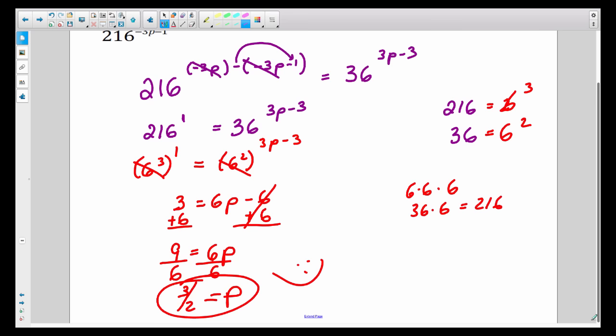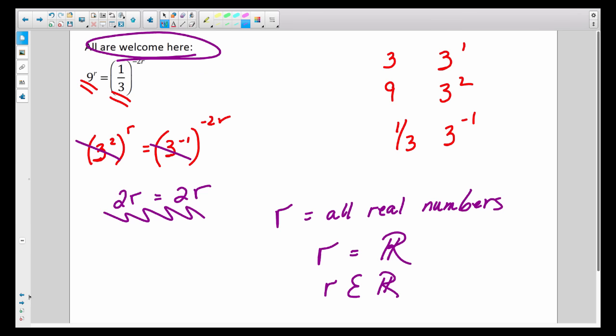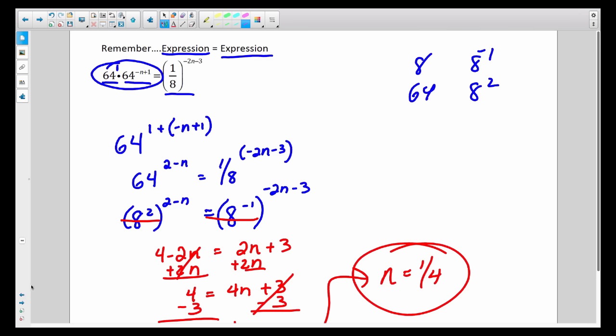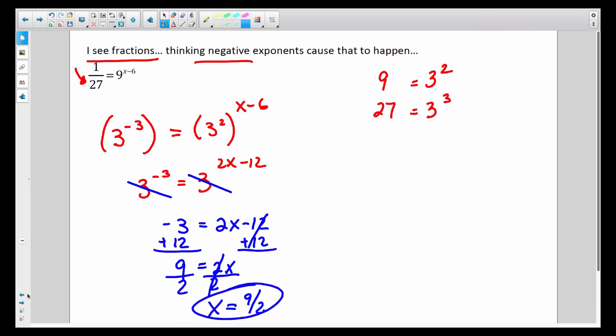And all answers, right? You might fall into that one day where everything works. This guy with combining, you know, how you have to have expression equals expression. And then what do you do when there's fractions? Just always think negative.